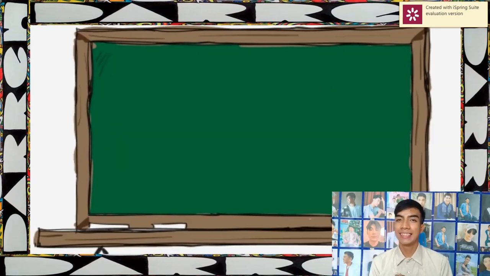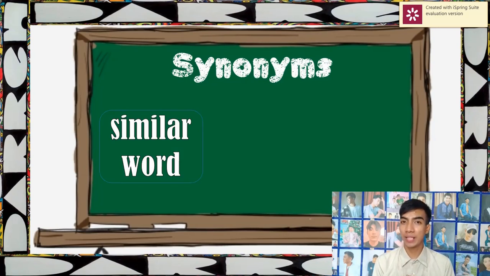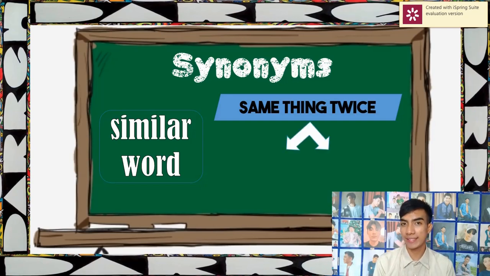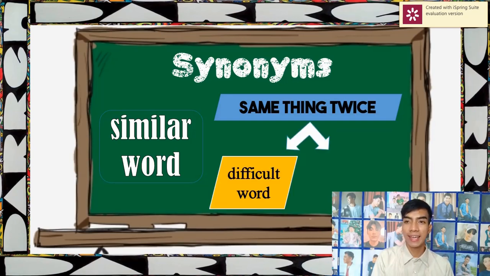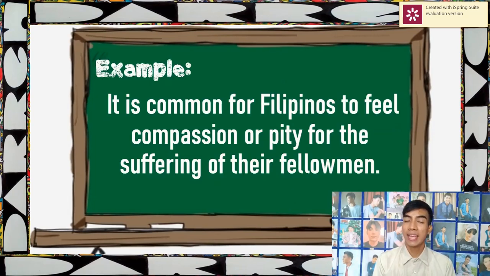Let's have the second type of context clue, which is by the use of synonym. A similar word is placed in the same sentence to know the meaning of the unfamiliar word. When an author uses this type of clue, he or she will say something twice, once with a difficult word and then again in a simpler way. Let's have this example. It is common for Filipinos to feel compassion or pity for the suffering of their fellow men. So the unfamiliar term here is the word compassion.